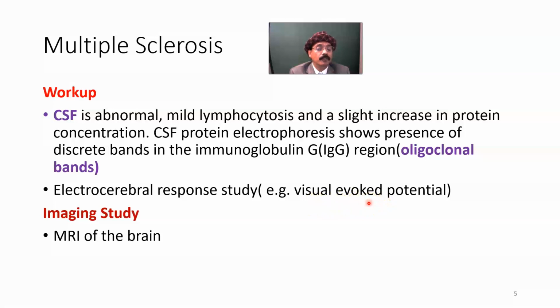for multiple sclerosis. On imaging, MRI of the brain shows plaques, and plaques are a collection of myelin and chronic inflammatory cells like macrophages and lymphocytes, and the myelin forms the plaque. We'll also get gliosis around the plaque. There is proliferation of the astrocytes.